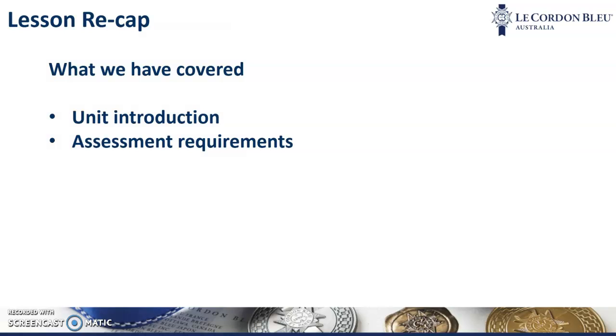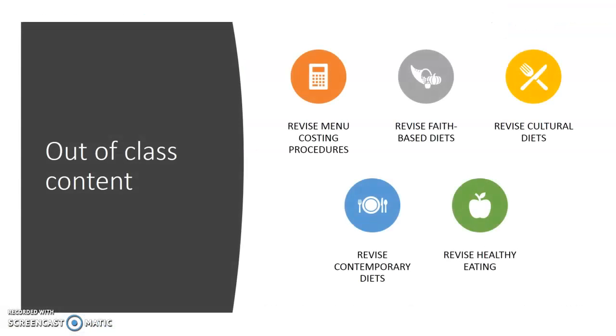So, just to recap this video, we've just looked at the unit introduction, the structure, as well as the assessment requirements. Throughout the next couple of weeks, there is going to be a little bit of out-of-class content you're going to need to do. Particularly in the next few weeks, you want to start looking at revising your menu costing procedures that you did in Plan and Cost menus, revising a lot of the knowledge that you would have built when preparing food for special dietary requirements, start looking at some contemporary menus, and start revising that healthy eating guide from the Australian Guide to Healthy Eating, which is available in the resources area.